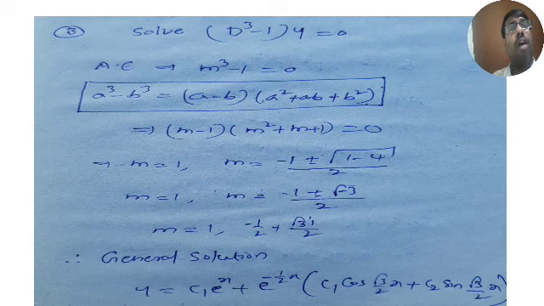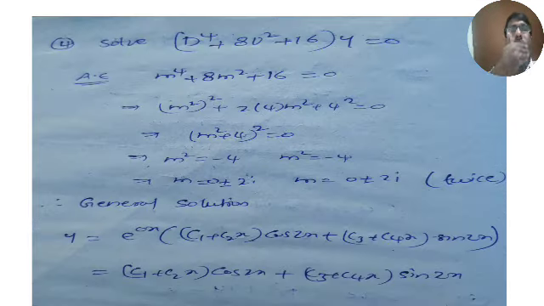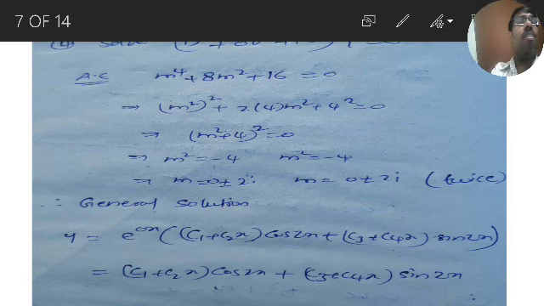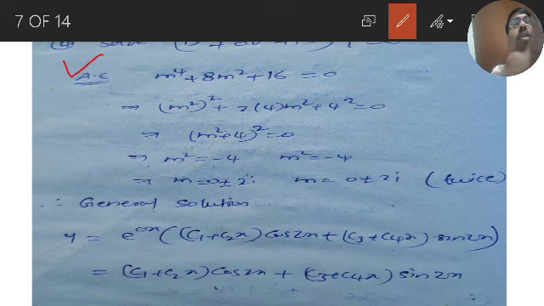So this is my third problem on higher order differential equations. Let us move quickly to solve more problems, guys. The next problem is (D^4 + 8D^2 + 16)y = 0. That is the auxiliary equation. In place of D you substitute m. So what you get is m^4 + 8m^2 + 16 = 0.